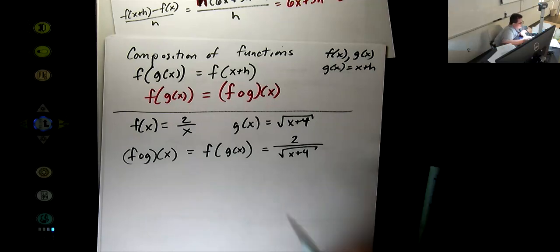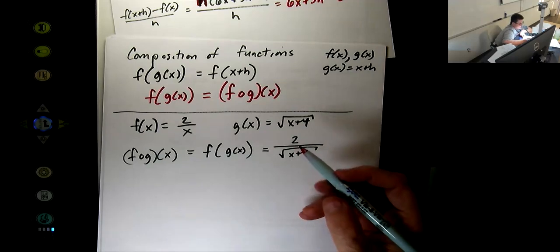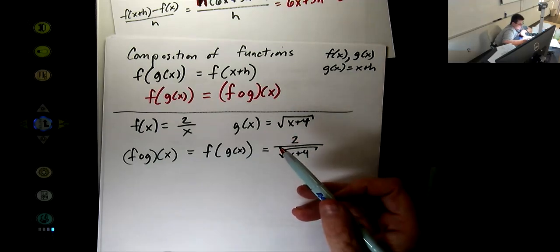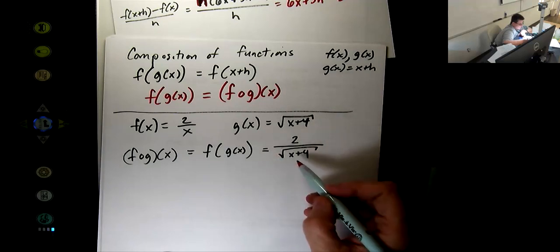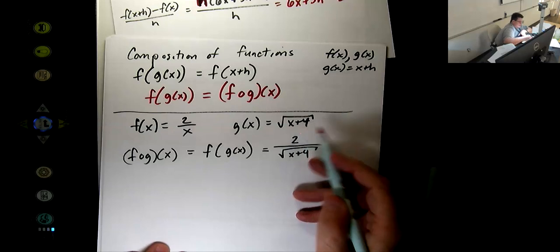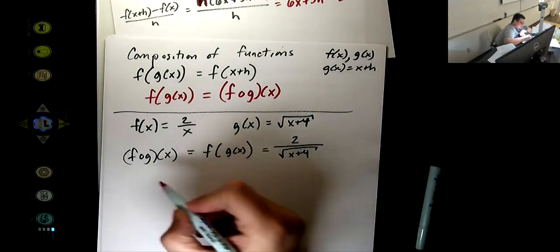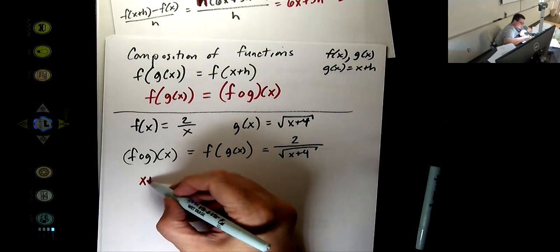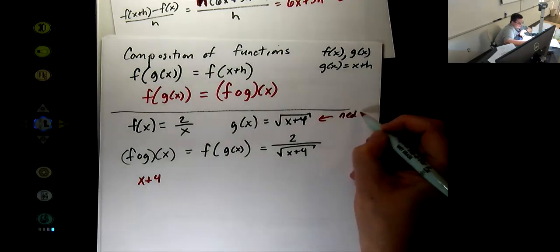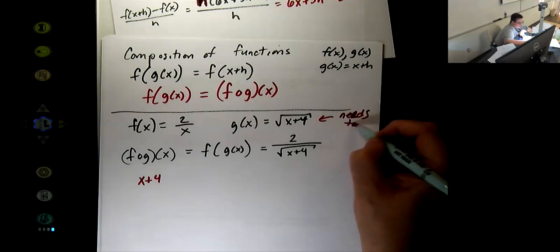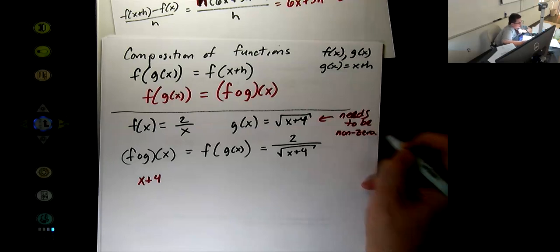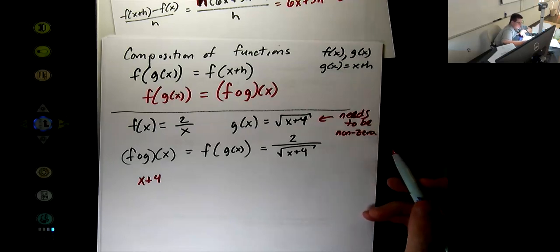This is where the domain thing is a little weird. We can only plug in things that, first off, need to work for g of x. The domain of g of x, normally we want x plus 4, the inside of a radical, needs to be positive. It needs to be non-zero. If it's negative, we get the i's in there, the complex numbers.